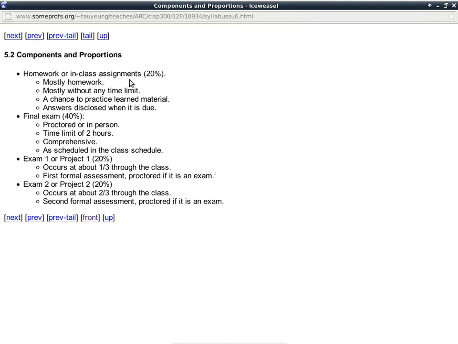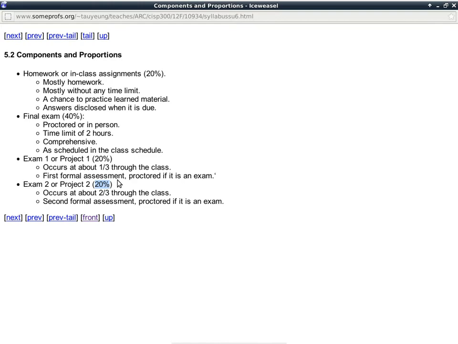For the score point distribution, homeworks will only make up 20% of your final grade. The final exam all by itself is 40% of your final grade. The first exam, which is usually about week 5 or so, is 20% of your final grade, and then the second exam, about 2/3 through the semester, is another 20% of your final grade.